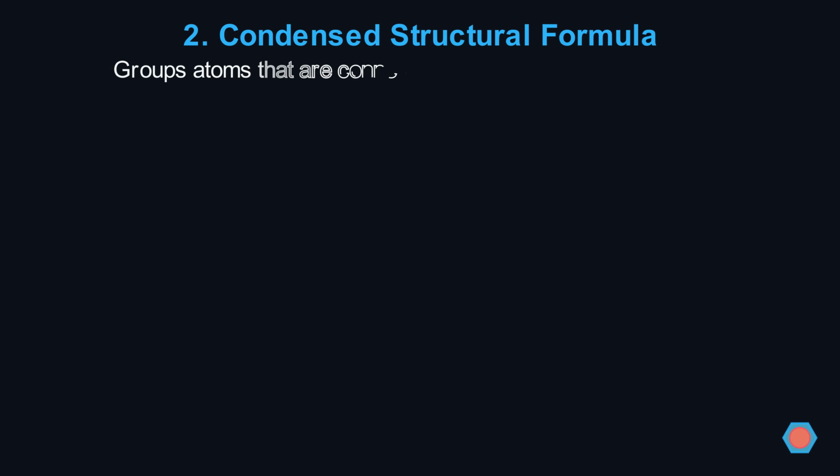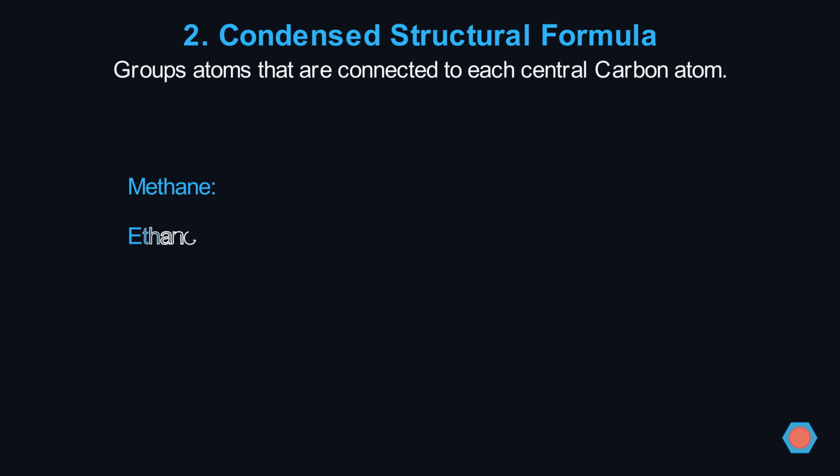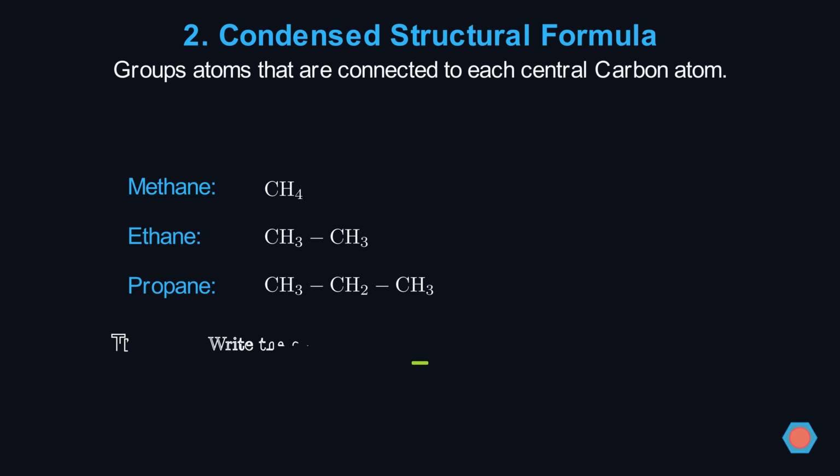The second type is the condensed structural formula. It groups the atoms that are connected to the carbon central atom. Looking at methane, ethane, and propane as examples. Methane is CH4, ethane is CH3-CH3, propane is CH3 connected to another CH2 and then to another CH3. The hydrogen atoms belonging to each carbon are grouped together.